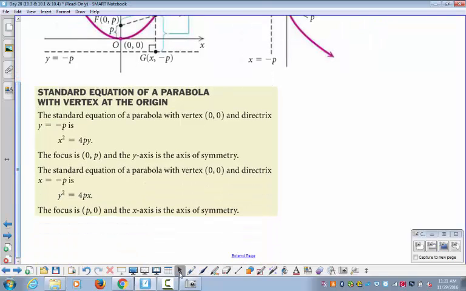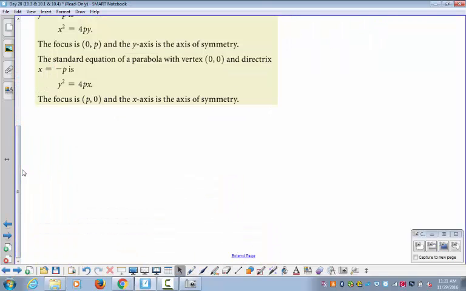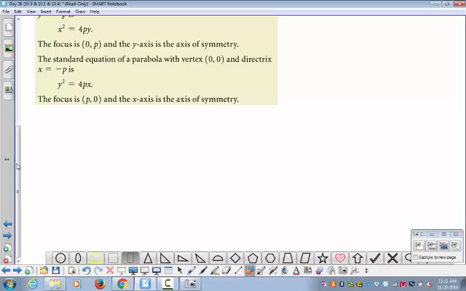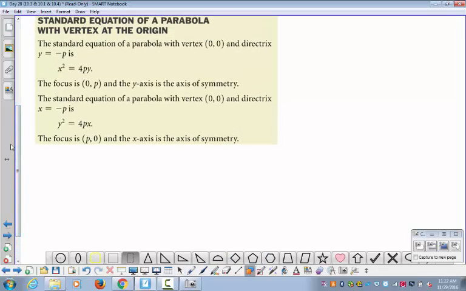So here is our standard equation if the vertex is at the origin. We're going to see this and this as our two standard equations. Now this is totally backwards from typical functional notation. Here, y is a function of x, but we're putting the dependent variable on the right. We're putting the y on the right. So this is really backwards from what you've ever done before. You've always written y equals something, right? So this is just a little weird.